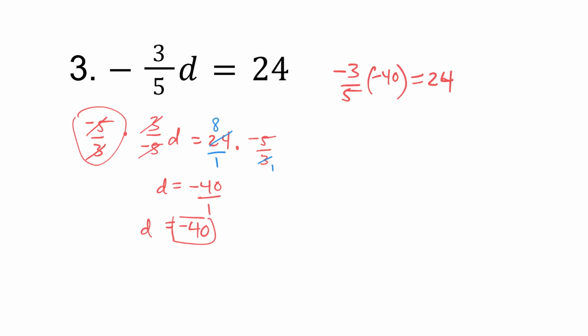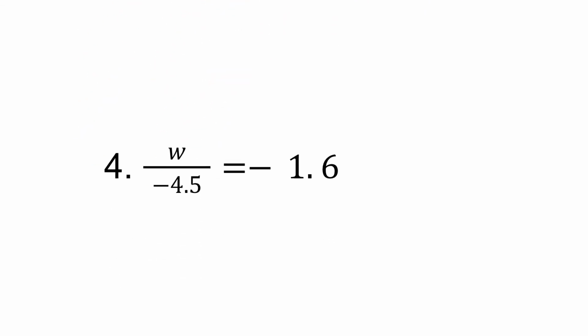Well, once again, you can cross-cancel these. 5 divided by 5 is 1. Negative 40 divided by 5 is negative 8. And negative 3 times negative 8 is positive 24. So it works. Okay, enough.